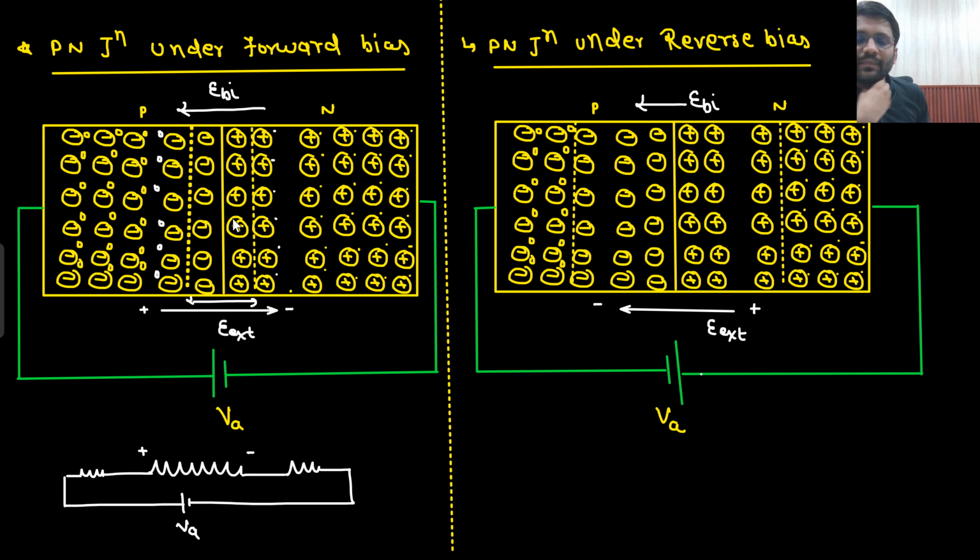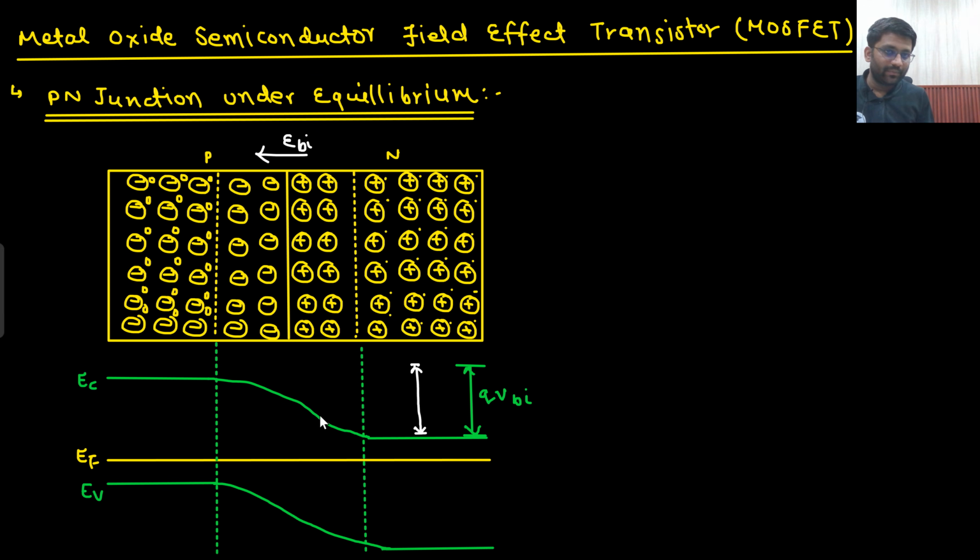Okay. Now what about the energy band diagrams? Sir, the P side is positive, the N side is negative. At the P side you are applying positive, at the N side you are applying negative. What did I tell you? When at a particular side I apply negative, that side goes up. Negative means the side will go up, and if I apply positive, the side would go down. So this was the scenario previously.